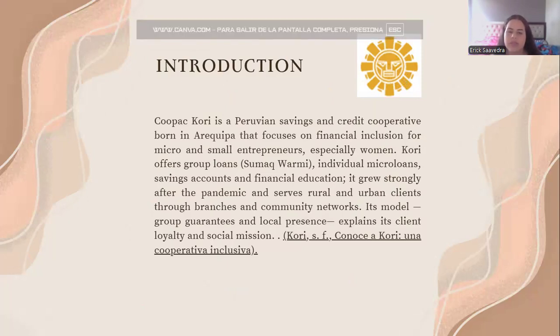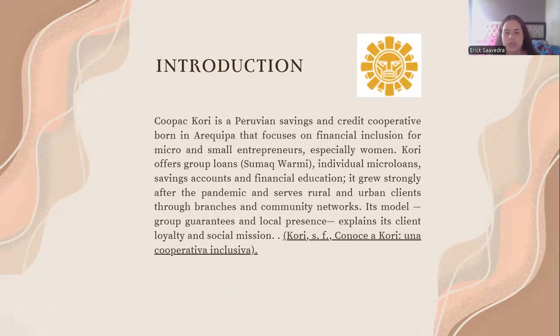To begin, we must understand the core of this organization using the concept of the entrepreneurial method, as we learned in week 2. The entrepreneurial method is the inclination to discover, evaluate, and exploit opportunities. Kori was born from this mindset, identifying specifically opportunities in Arequipa: the need for financial inclusion for micro and small entrepreneurs, specifically women. This led them to define their business model, which is not traditional. It's operative and cooperative.